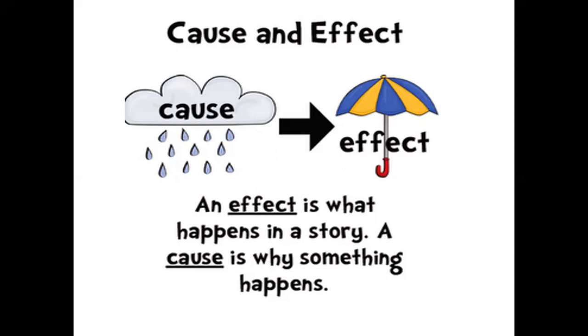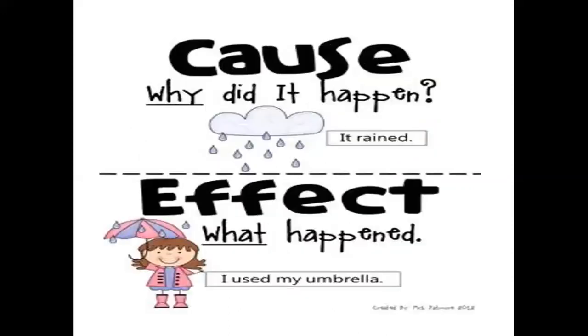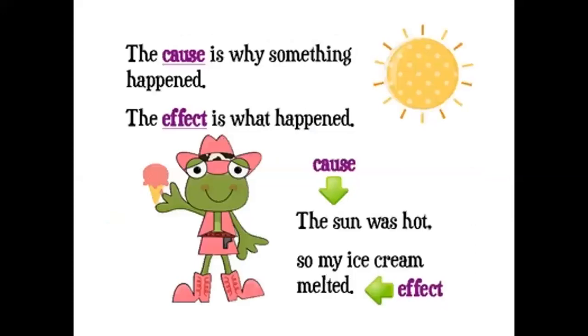Let's see more examples. Here, why did it happen? It rained. The effect, what happened here? I used my umbrella. Why? Because it rained. Look at here, the ice cream melted. Why? Because of the hot sun. So the hot sun is the cause. The effect is the ice cream melted. So the sun was hot, so my ice cream melted.